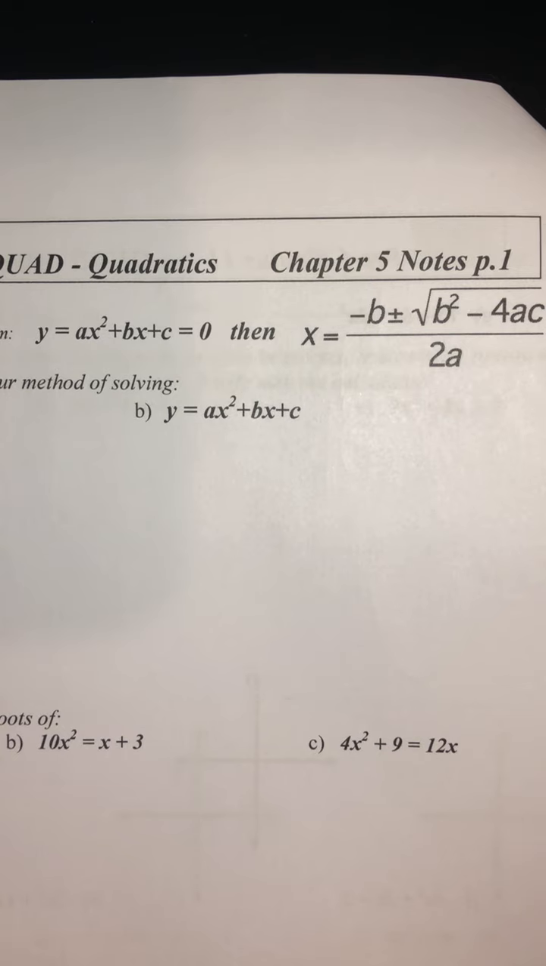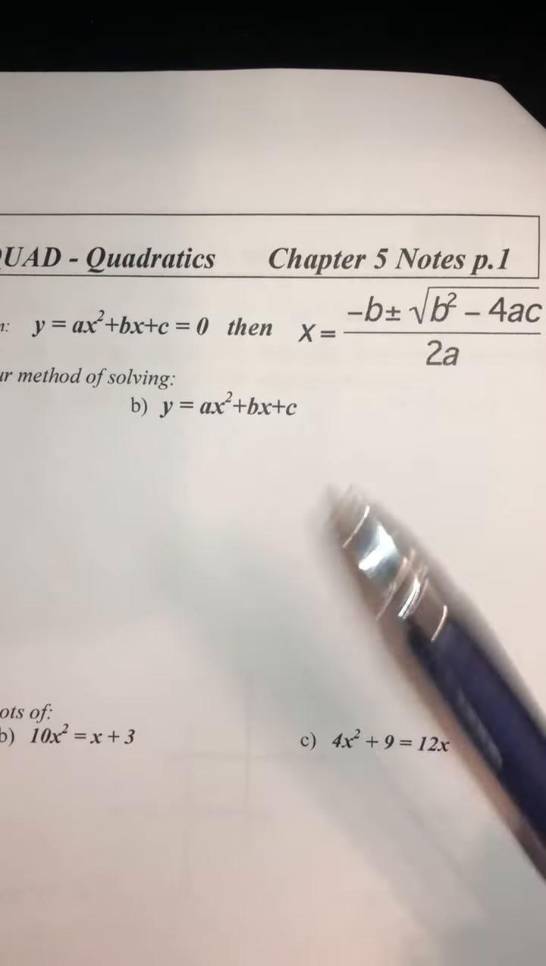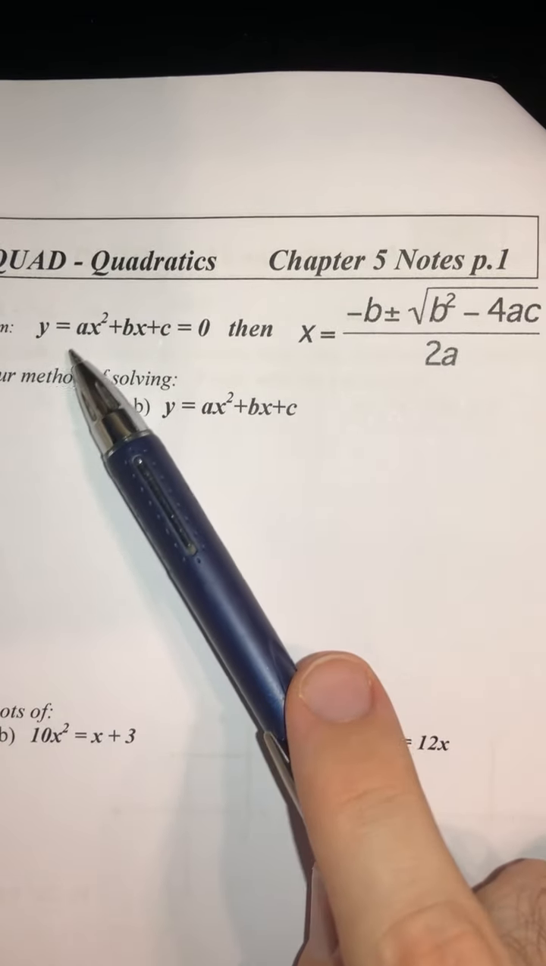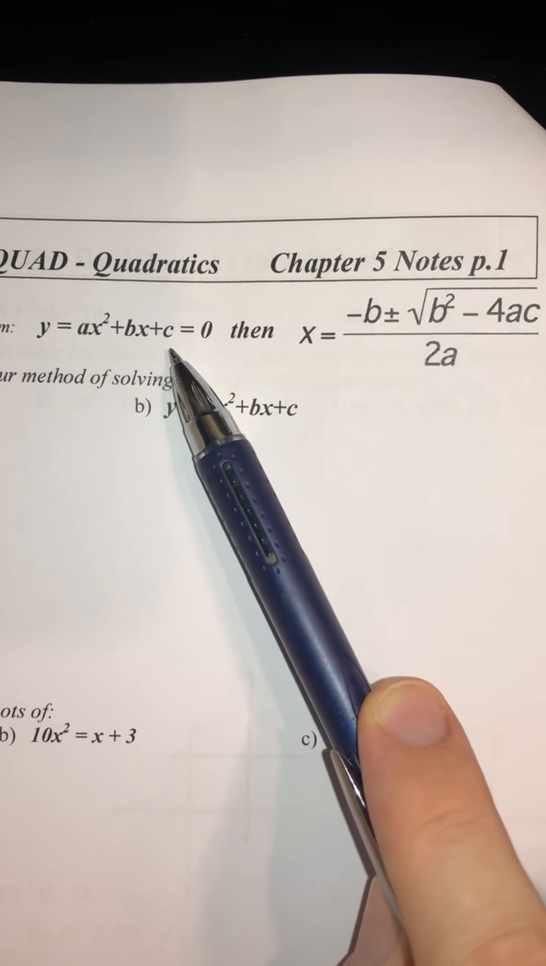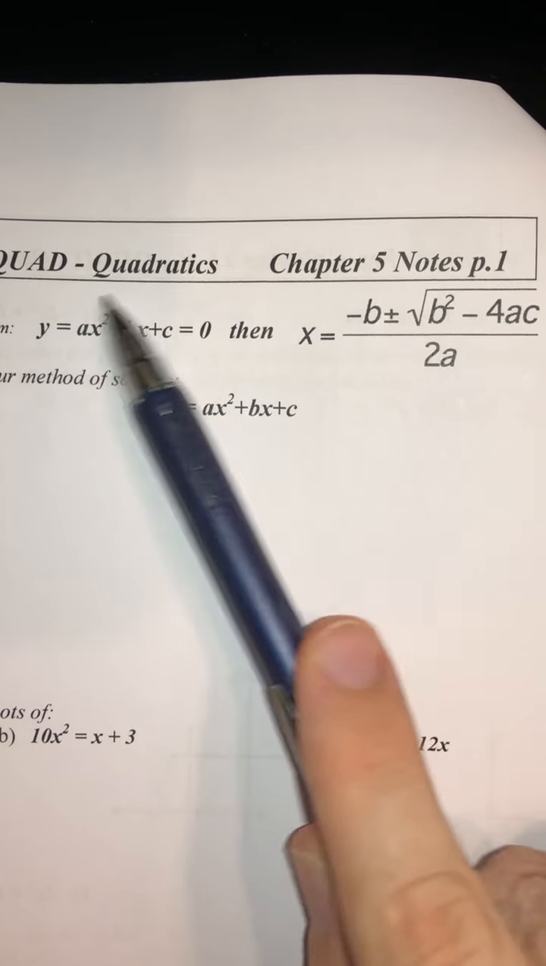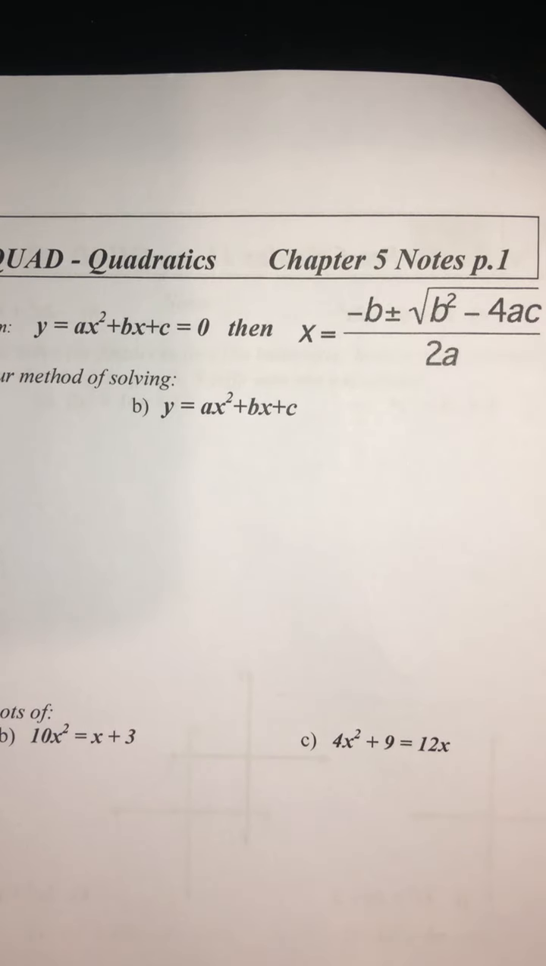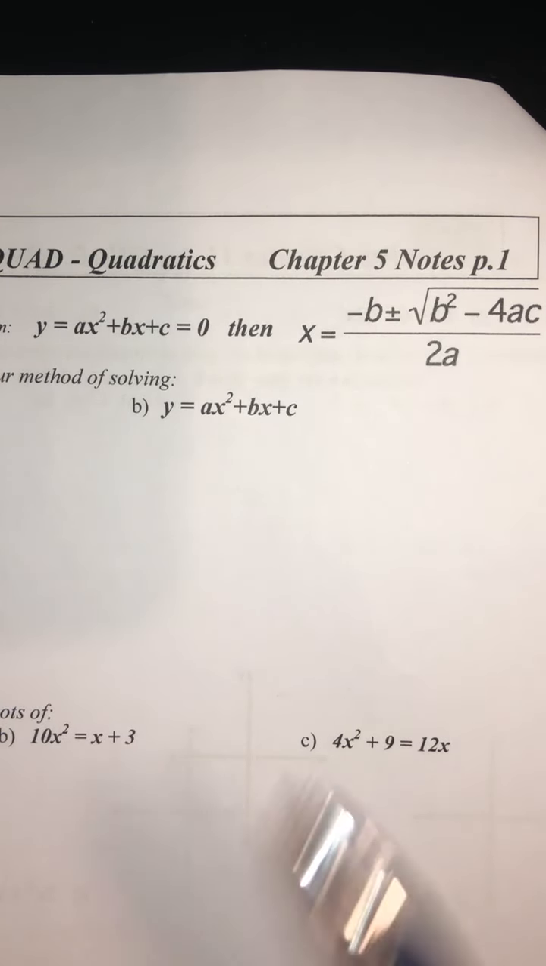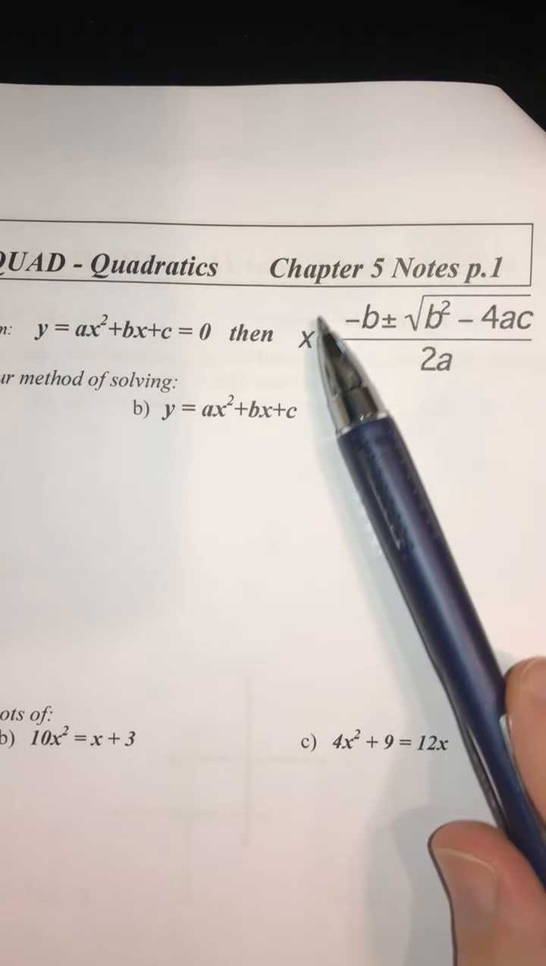So this is our quadratic equation. We've got y equals ax squared plus bx plus c equals 0. So this is kind of like your y equals mx plus b. It's just your standard version for the equation. Now this is what we're going to be using today.